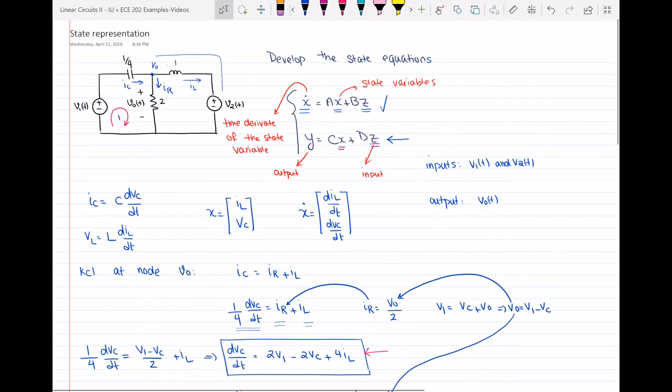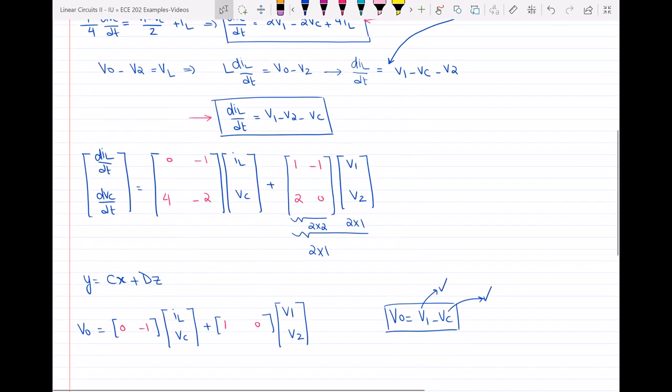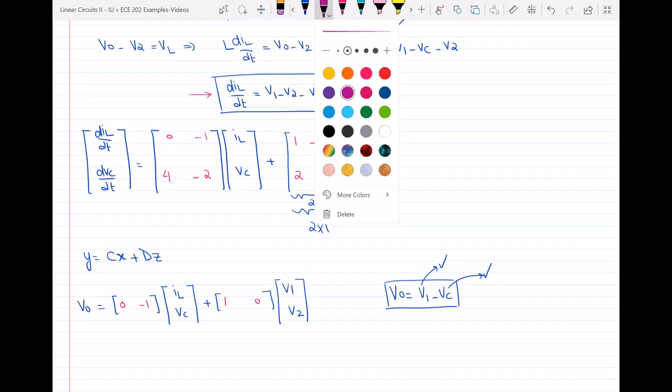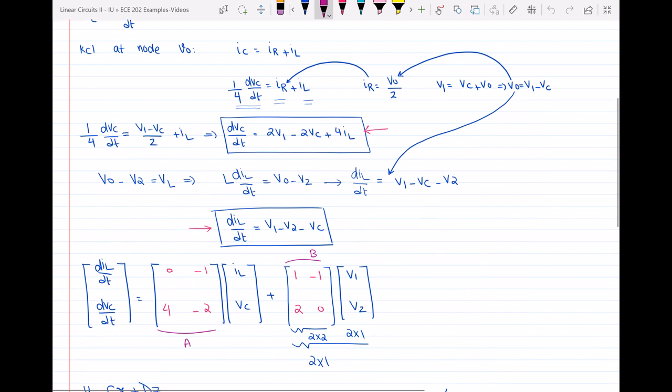Okay, so what we did here was we found the differential equations for this circuit in order to write the state representation. You saw that first we define our state variables, then we find the time derivative of those variables, and then fill in this system of equations, which is the state representation. So here I can say that this is my matrix A, this is my matrix B, matrix C, and matrix D. So I hope you understood this problem.